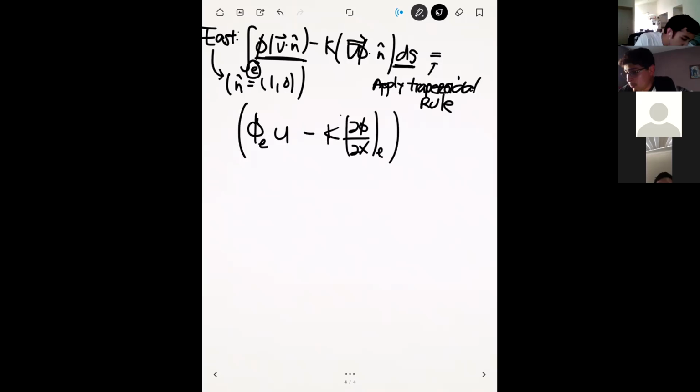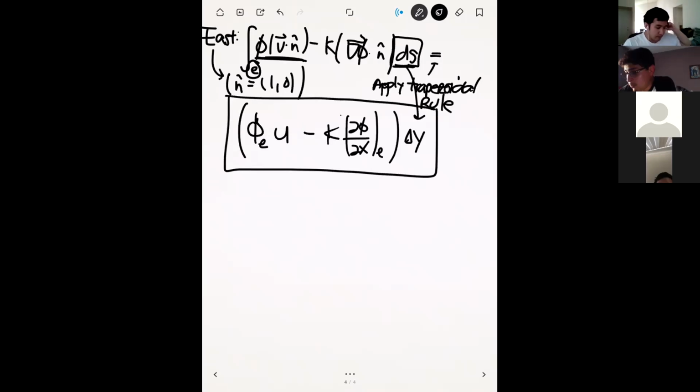And then when we apply the trapezoidal rule, we also have to account for the length of the east face. We have to multiply by the length of that face, which is going to be delta y. So that's our integral on the east face when we combine both convection and diffusion. I'm boxing this one just because it's going to be important once we start applying boundary conditions, because once we apply boundary conditions, it's usually best to work off these integral terms right here. So that's the east integral.